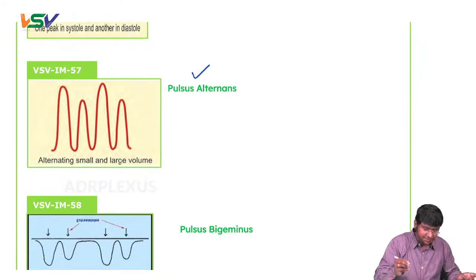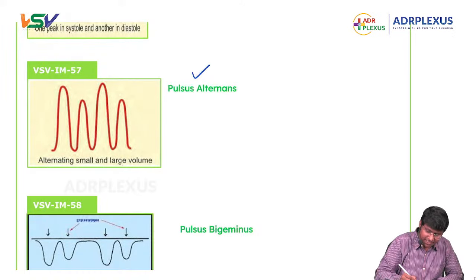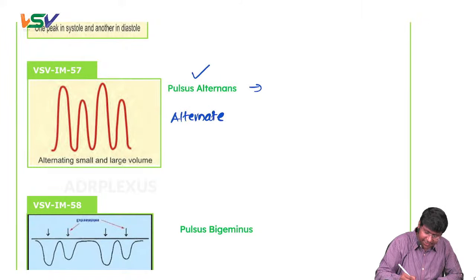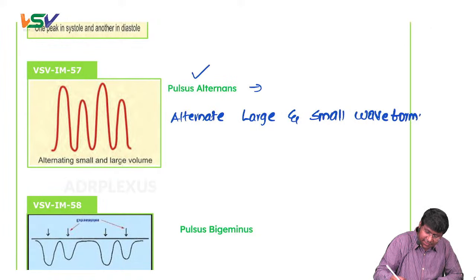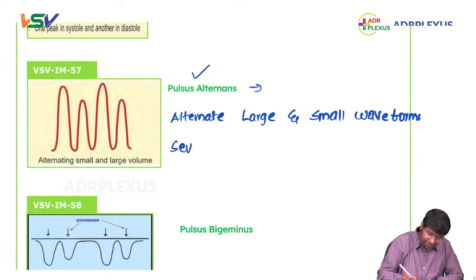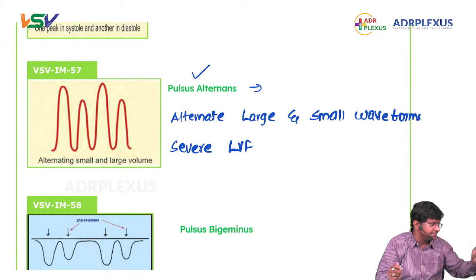Yes. Pulsus alternans. Very good, Pranita. So pulsus alternans, where you have alternate large and small waveforms, that is called pulsus alternans. And you will have this pulsus alternans in patients with severe left ventricular failure. In severe left ventricular failure, you will have this pulsus alternans, right?